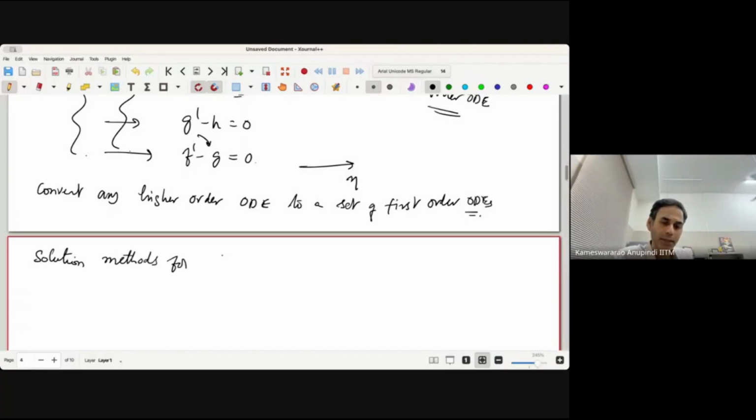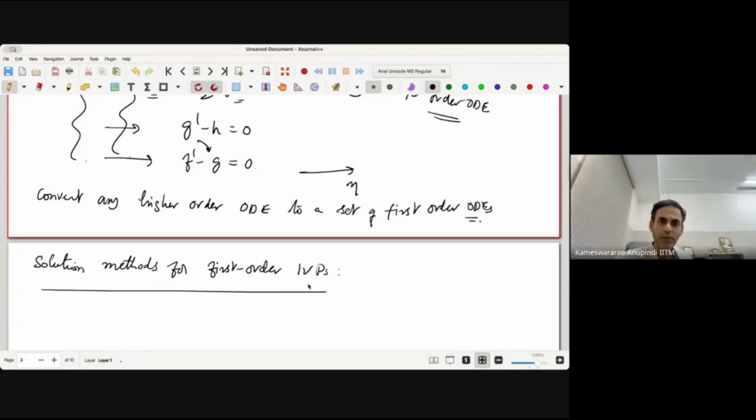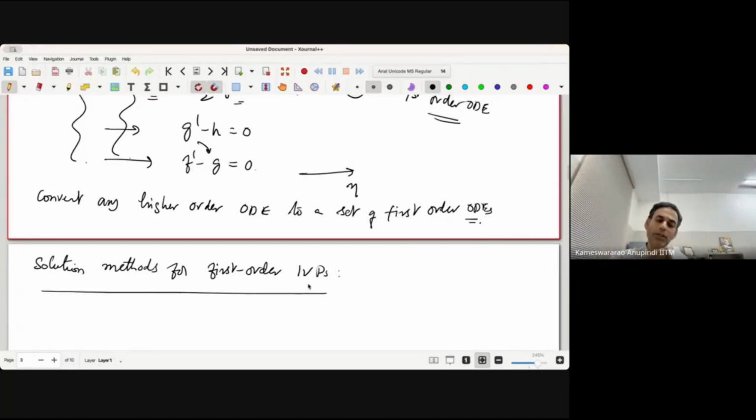Okay, so let us now focus on solution methods, first for first order initial value problems. As we have now motivated ourselves, if we are able to solve a first order ODE as an initial value problem, we can solve an nth order ODE, because it's basically applying the same thing to multiple equations which we have converted. So in principle, we can solve them.